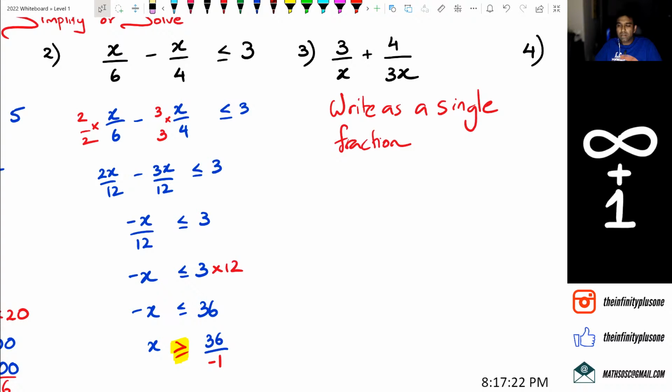Kavi, pretty much the same idea, but you generally won't be multiplying by a negative number, because if you think about it, your denominator is always a positive number, so you wouldn't have to multiply by a negative number. But if you do get a negative denominator and you multiply it, you have to flip the sign as well.